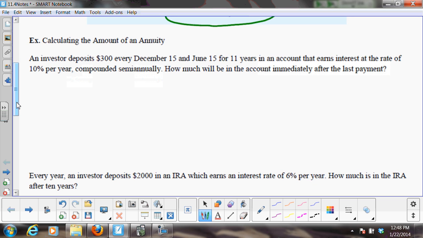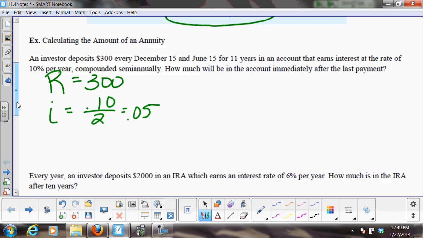So if we go down to the first one, an investor deposits $300 every December 15th and June 15th for 11 years. So our R is $300 that we're depositing. It earns interest at a rate of 10% per year. But how many times are we doing it per year? We're doing it twice. So for my I, I'm taking my 10%, which in decimal form is 0.10, dividing it by 2 and getting 0.05. That's the percentage we're using each time period. Then if we're doing it for 11 years, but twice a year, this is 22 actual times we are working with this account. So now I just have to fill in all the pieces.